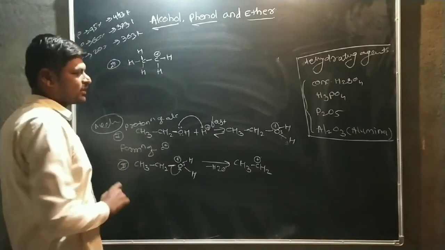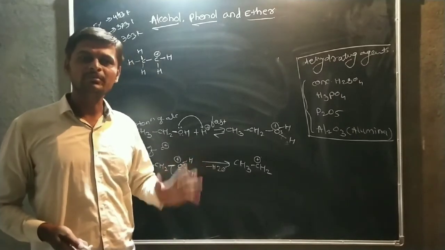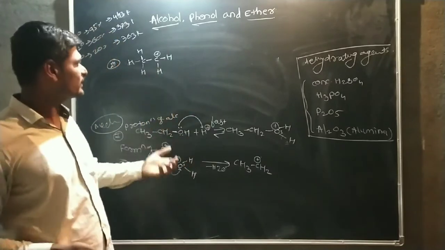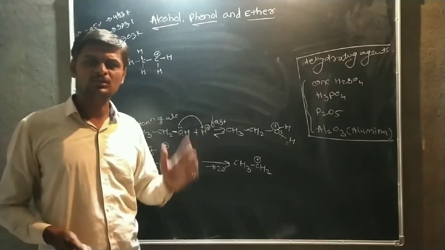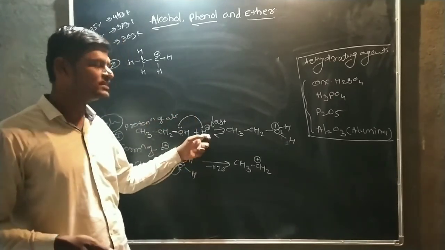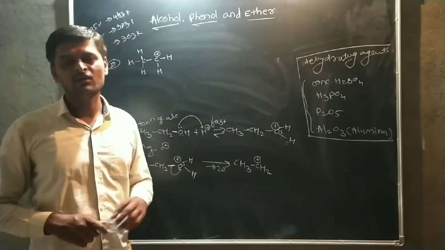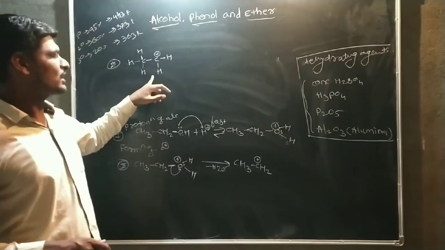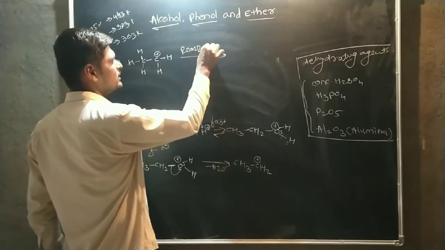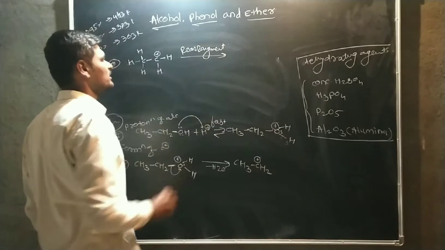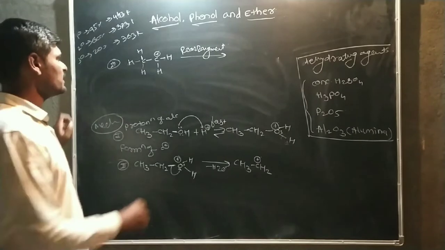Then, after formation of carbocation, there is no reagent remaining to react with the carbocation. Because only one reagent, the concentrated H2SO4, that means the H plus ion, is already involved in this step. Therefore, there is no remaining reagent here. Therefore, this carbocation undergoes a rearrangement reaction. That means adjacent to this carbocation, there is a hydrogen here.